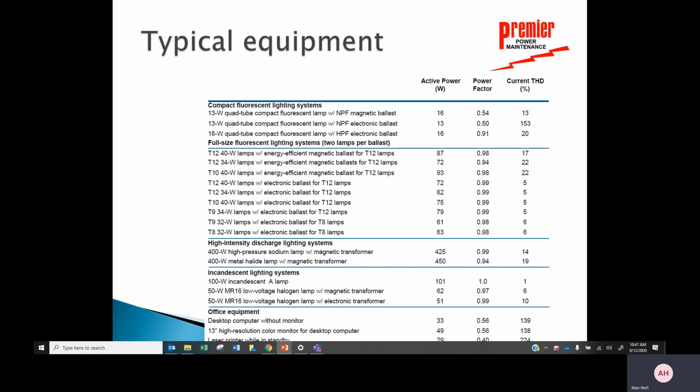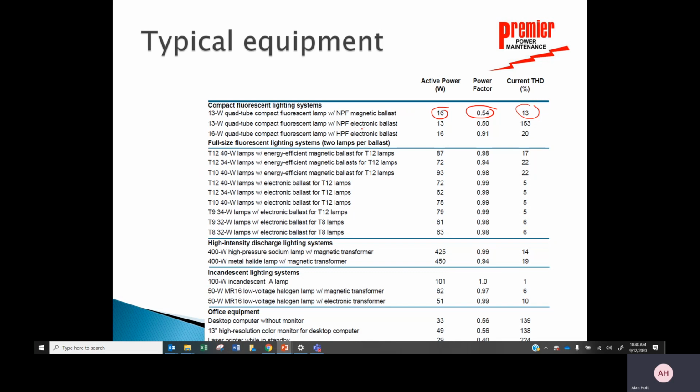Now, what does that mean? Well, if I look at typical devices that we have on the system, like compact fluorescent lighting, a 13-watt quad tube fluorescent fixtures with magnetic ballasts. There's my watts, there's my power factor. Man, the power factor sucks because I'm wanting that up there pretty close. But look at my harmonic distortion, 13%.